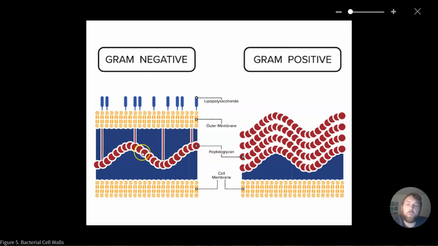And it only has one of these strong and rigid, what are called peptidoglycans. Peptido meaning protein, and glycan meaning of sugar. So these are sugar protein connections over and over again, making a very strong wall between the inside of the cell and the outside of the cell.